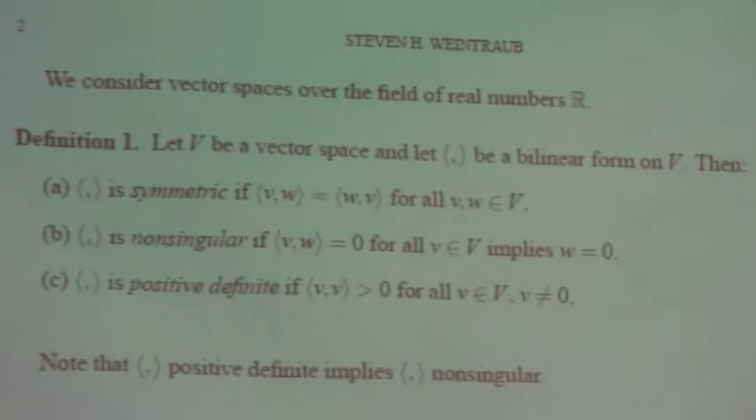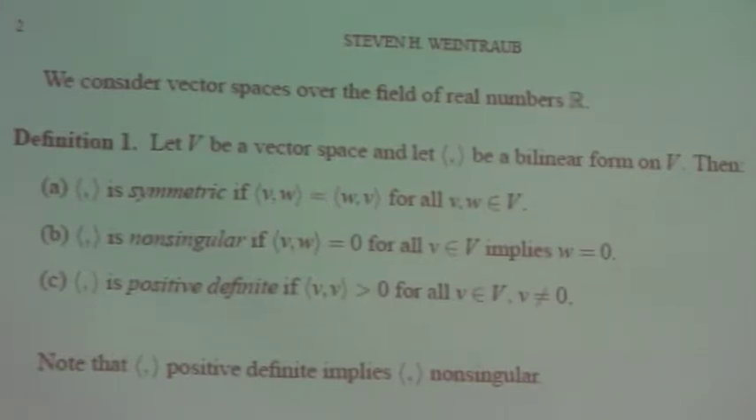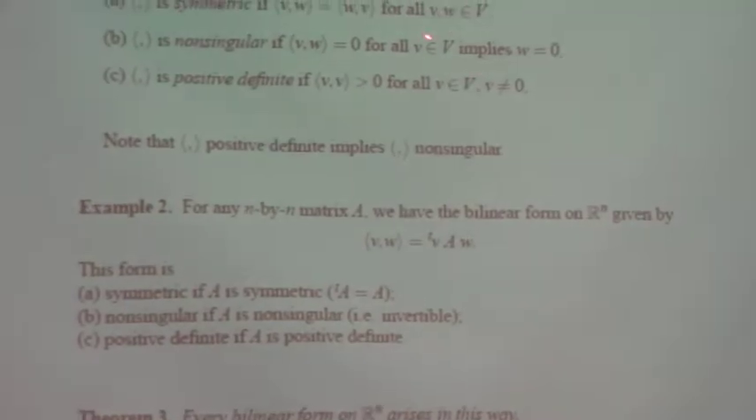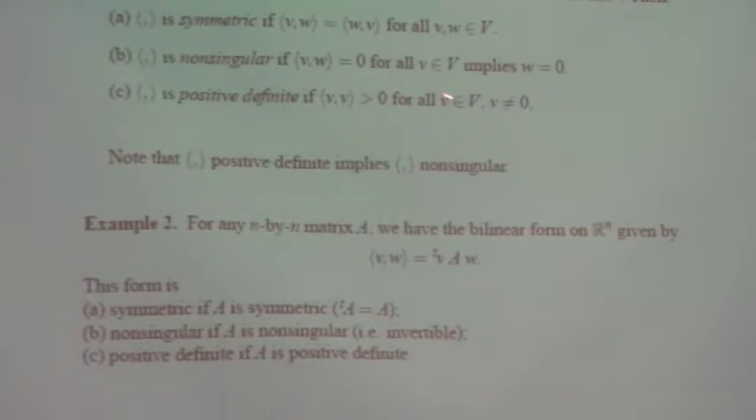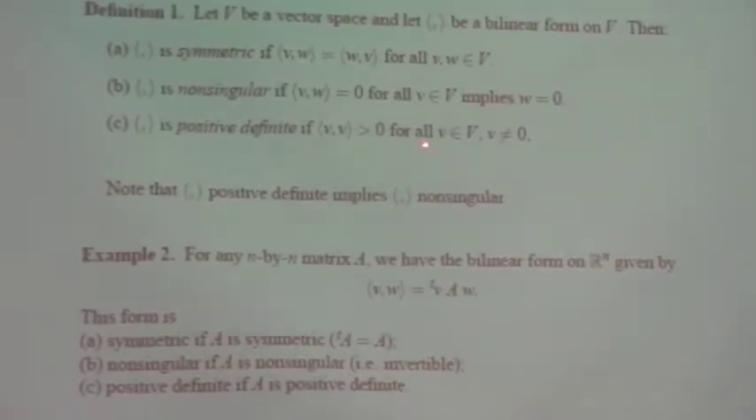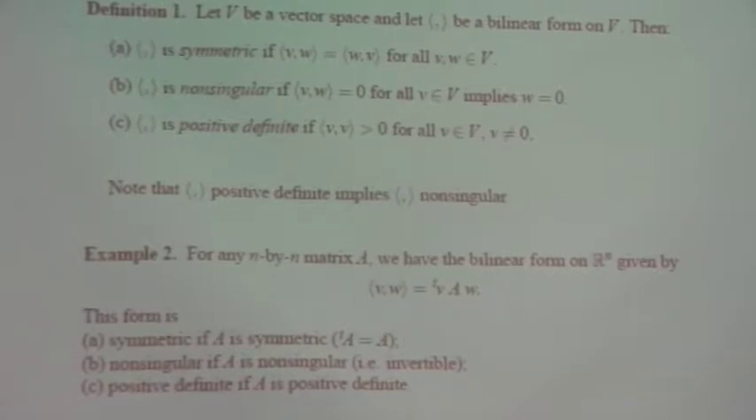So one way of getting bilinear forms is you can start with an n by n matrix A, and then you can look at the bilinear form on Rn given by V comma W is the transpose of V times A times W. And in terms of matrices, the form is symmetric if the matrix is symmetric, equal to its transpose. The form is non-singular if the matrix is non-singular in the usual sense, that is invertible, and positive definite is exactly the definition of a positive definite matrix. And in fact, it's easy to see that every bilinear form on Rn arises in this way.